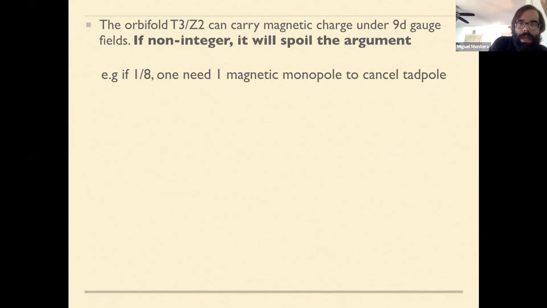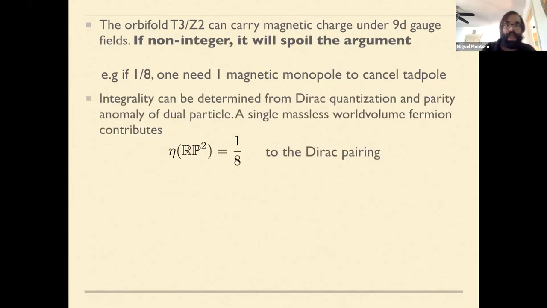That would spoil the argument that we had before. So one needs to work out what is the charge quantization condition for the Eiffel. And this can be determined from Dirac quantization. There's a generalization of the Dirac quantization argument for objects like orientifolds and orbifolds that do not have a sphere as an angular geometry. The Eiffel actually has an RP2.